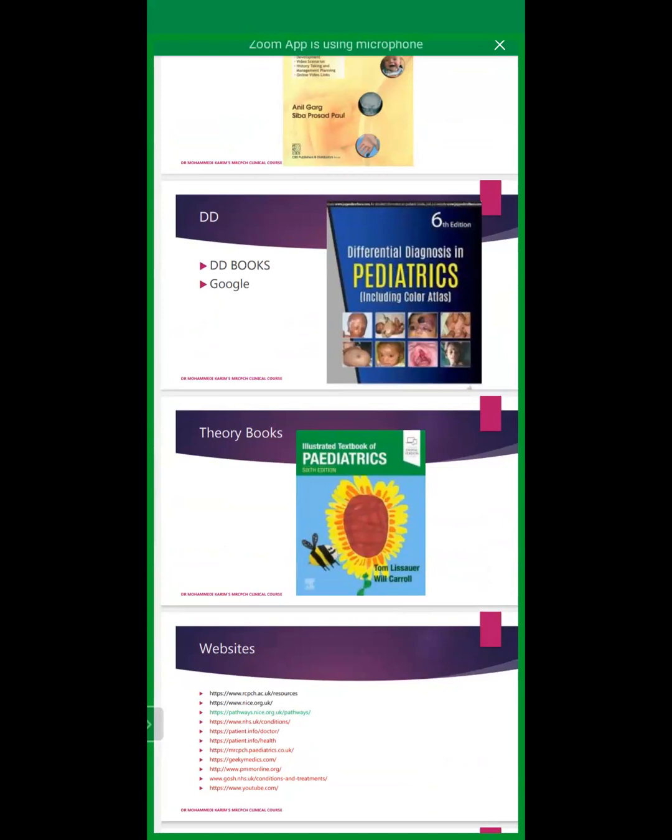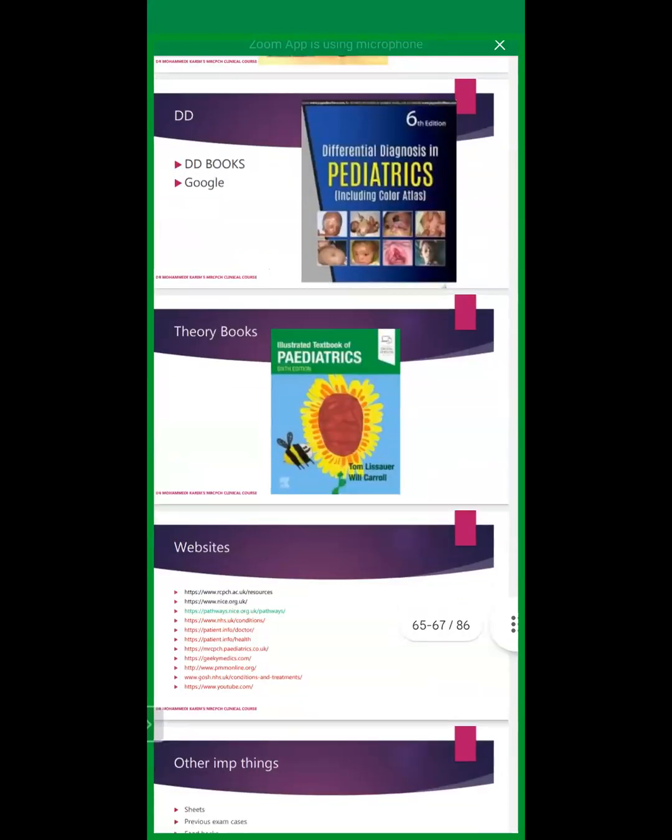And for theoretical knowledge, you do have to have theoretical knowledge. When I say you don't have time, but actually you might need to do it. Because if you don't have a good basis of theory, you might fail in the history station, sometimes even in the videos of clinicals. So Illustrated Textbook of Pediatrics and Survival Guide, they're pretty effective in covering your theory part. Then these are the websites.